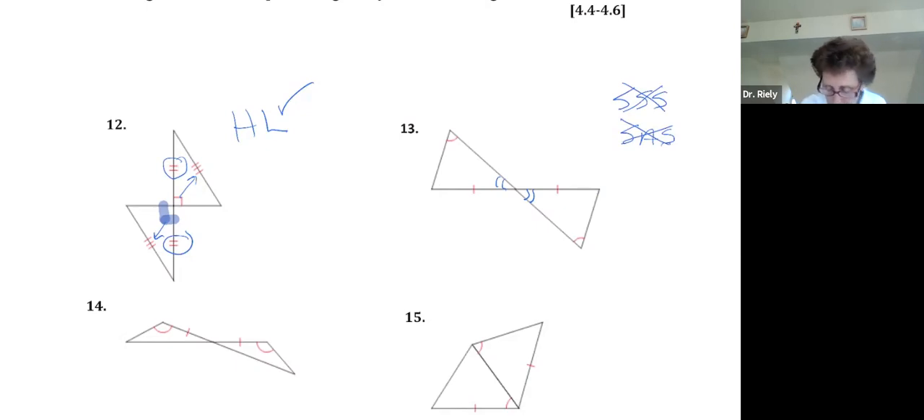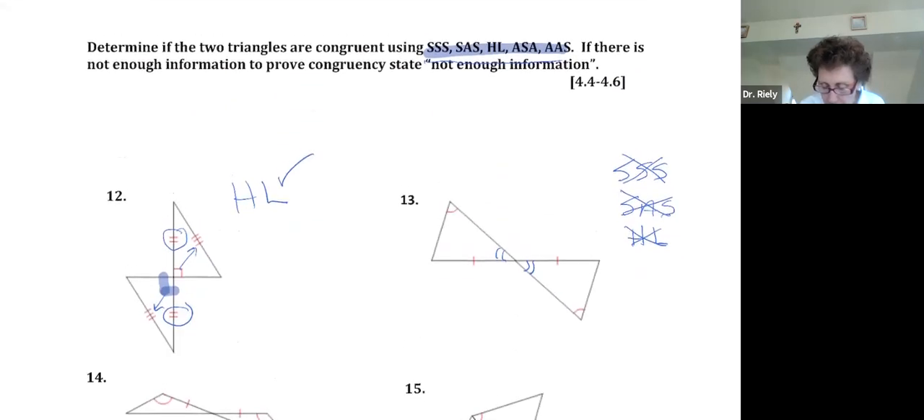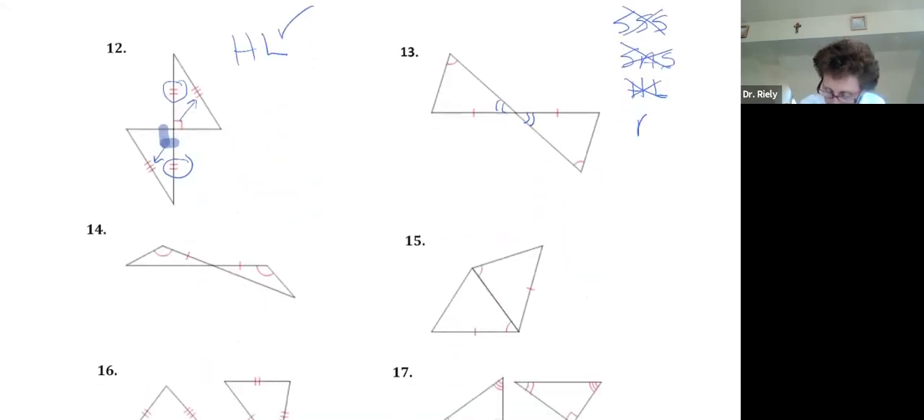Okay, so then let's think about HL. Is this a right triangle? No. Nope, can't do it. I've got 2 more: angle, side, angle, and angle, angle, side. Can I have angle, side, angle? Nope, I would have needed those angles. I don't have that, so this is out. Okay, we have one more possibility.